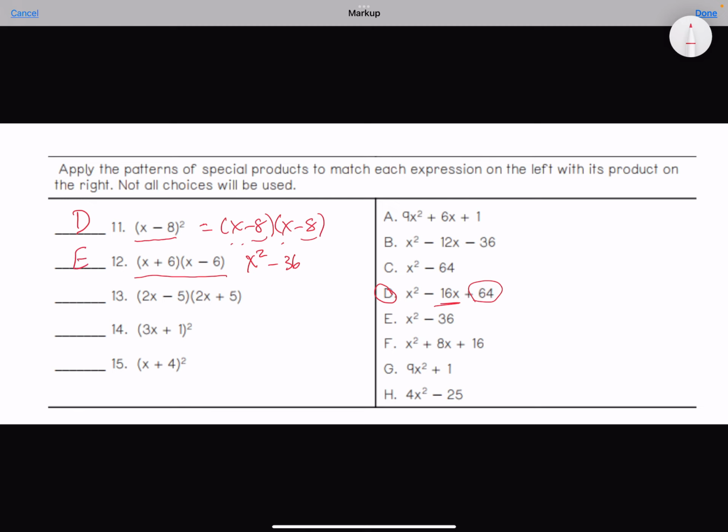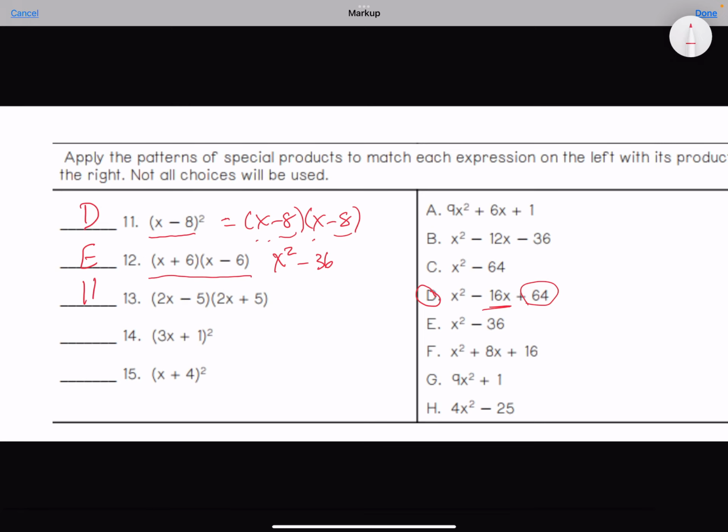Same thing for number 13. It's a difference of two squares. So I'm going to square the first term, square the second term, and subtract. For number 14, 3x plus 1, this is a perfect square, so it is A. Number 15 is a perfect square, so it is F. So this is what you will be practicing on homework number 8.